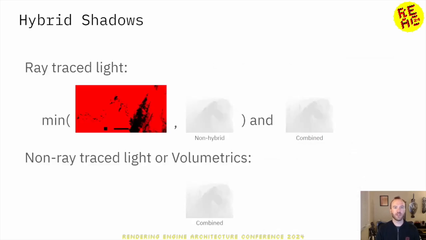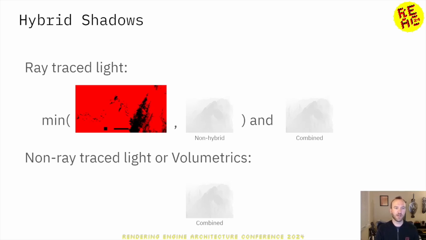Later, during deferred lighting when we render a light, if the light is ray traced, we combine the ray trace shadow map, the raster shadow map of non-hybrid objects, and finally, the combined shadow map. A traditional shadow sample is a min operation between the ray traced map and the non-hybrid raster map. For materials using light transmission, the combined shadow map can be sampled in the shader as well.